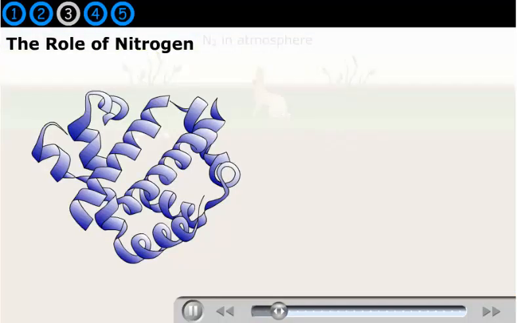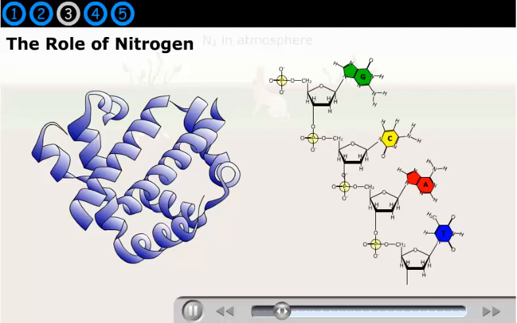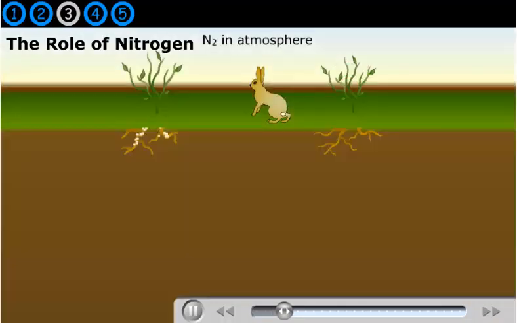Nitrogen is found in all amino acids and therefore in all proteins. It is also found in the nitrogenous bases that make up DNA. Most nitrogen in the atmosphere is in the form of nitrogen gas, N2. Nitrogen gas is not a usable form of nitrogen for plants. Plants can only use nitrogen when it's in the form of either ammonium or nitrate.